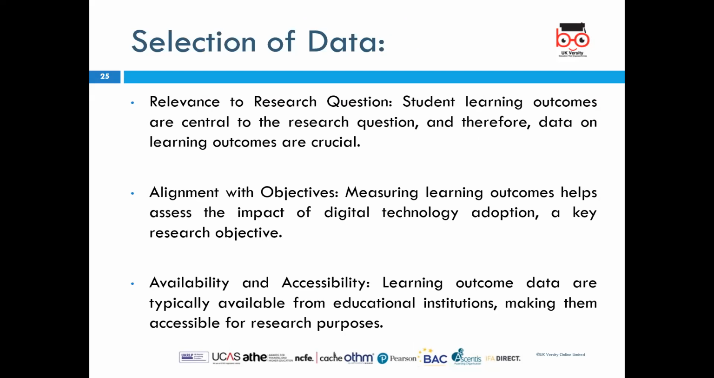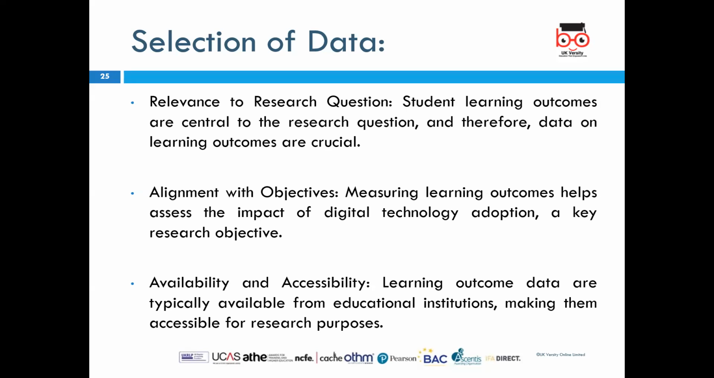Relevance to the research question: the student learning outcomes are central to the research question, and therefore data on learning outcomes are crucial. Then alignment with objectives: measuring learning outcomes helps to assess the impact of digital technology adoption, which is the key research objective. And then availability and accessibility, which means that learning outcome data are typically available from educational institutions, making them accessible for research purposes.